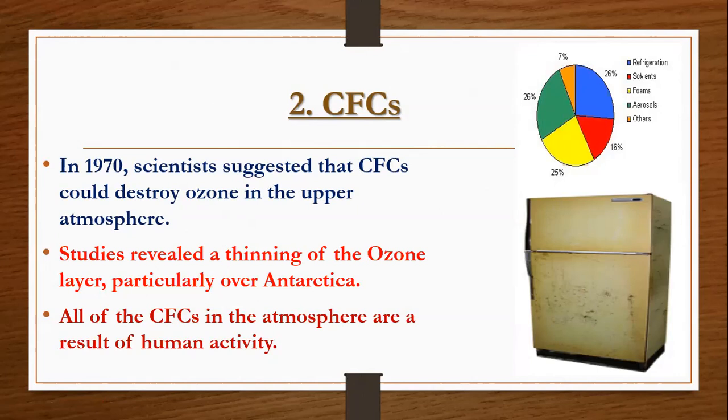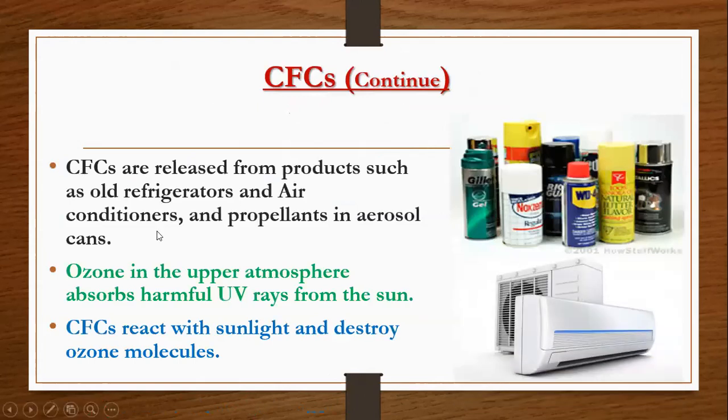It will lead to more ultraviolet radiation entering the Earth's surface. Studies revealed that the thinning of the ozone layer over Antarctica comes from CFCs. We know that all the causes that produce CFC compounds come from human activities, not natural processes. We can find them in old refrigerators and air conditioners, also in aerosol cans, some solvents, pesticides. The ozone in the upper atmosphere absorbs ultraviolet radiation from the sun. CFCs react with sunlight and destroy ozone molecules.